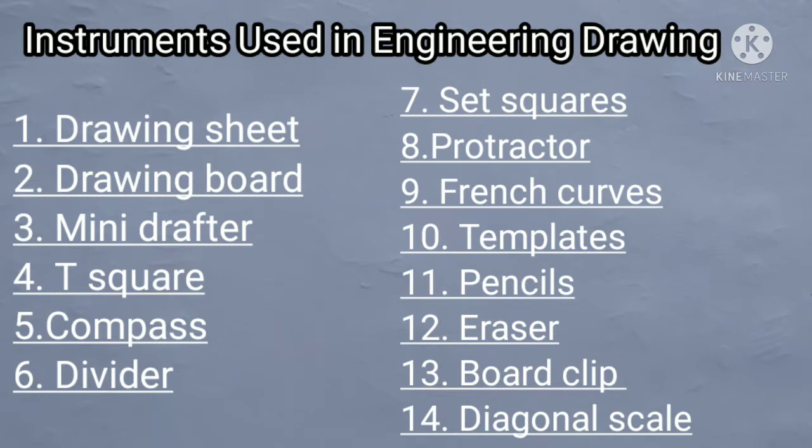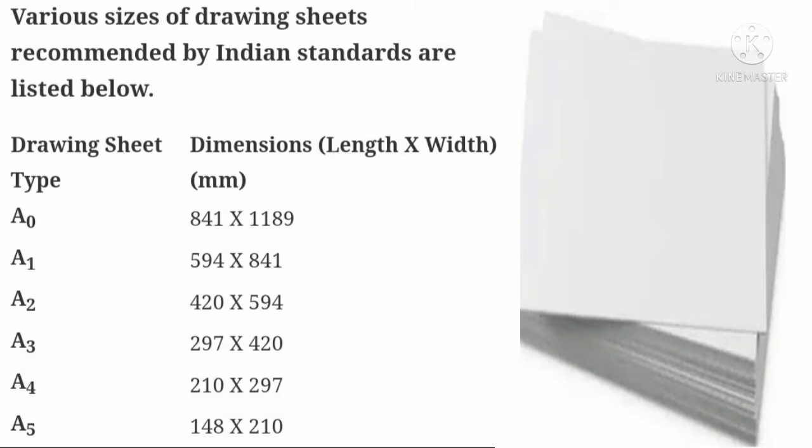The instruments used in engineering drawing. First one is drawing sheet, then drawing board, mini drafter, T-square, compass, divider, set square, protractor, French curves, templates, pencils and eraser, board clip and diagonal scale. Here, various sizes of drawing sheets recommended by Indian standards are listed below, such as A0, A1, A2, A3, A4, A5. We need A1 size drawing sheet for our drawing.